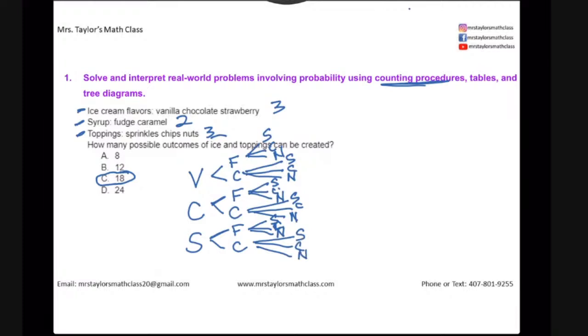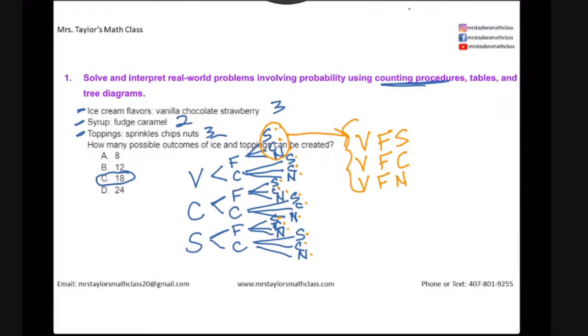Okay, so if you were to count all of these, let's count. 1, 2, 3, 4, 5, 6, 7, 8, 9, 10, 11, 12, 13, 14, 15, 16, 17, 18. That would be 18 different selections. And this is what I mean by different selections. Let's take the first selections. You can have vanilla with fudge and sprinkles. You can have vanilla with fudge and then with chips. Vanilla, fudge, and nuts. That takes care of these 3 items right here. Okay, that's what that is.